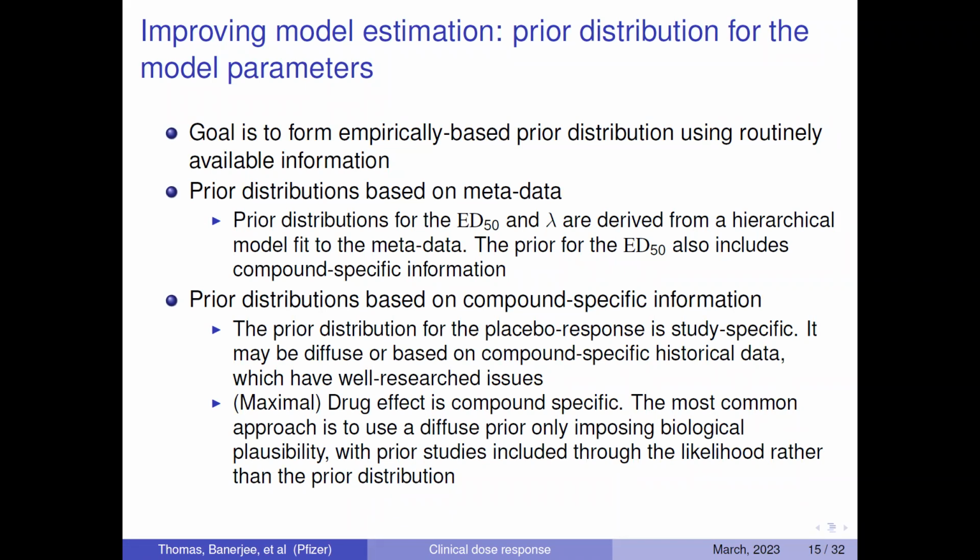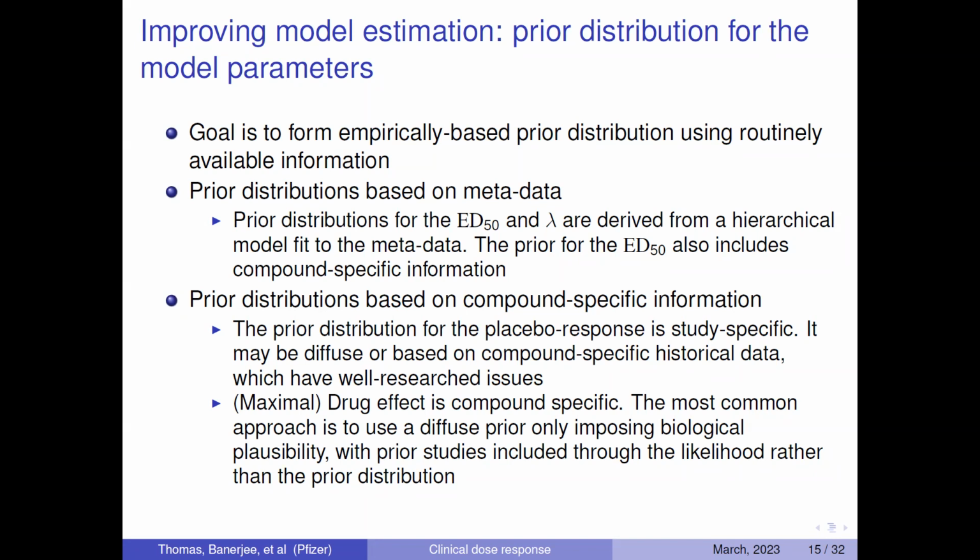The two that we're going to use the metadata to describe are the prior distributions for the ED50 and the power parameter lambda. Those are particularly important because those enter the model non-linearly. These are hard parameters to estimate, and in general, this model is difficult to estimate. That's why it's important to have a prior distribution. And so we're going to do that with a hierarchical model fit to the metadata. That's what we're going to talk about next.